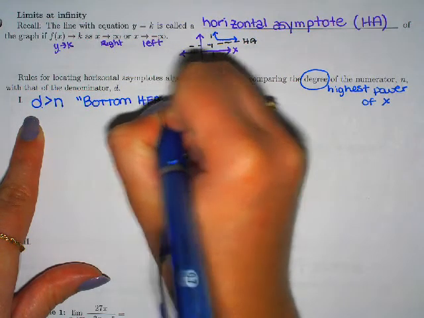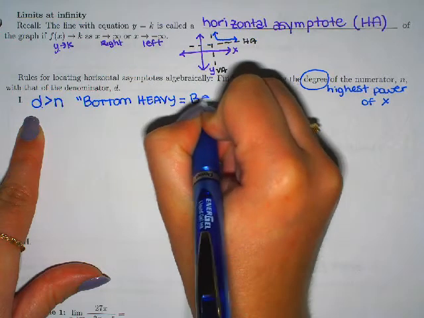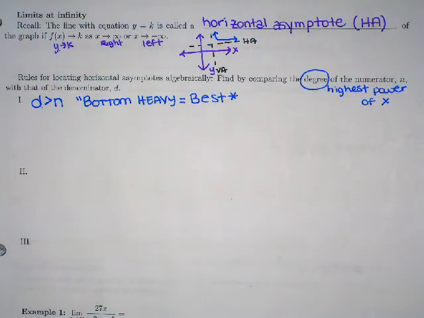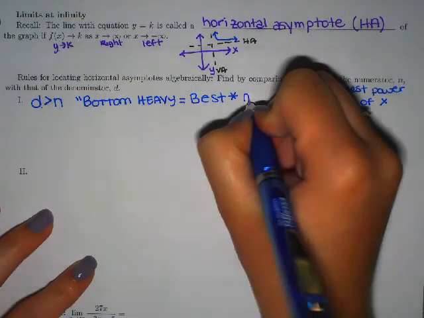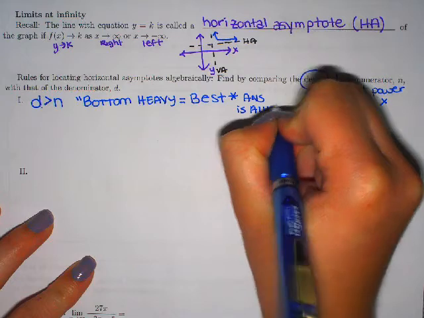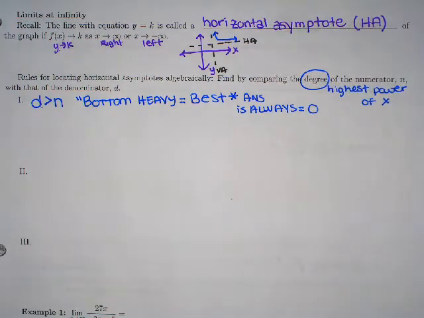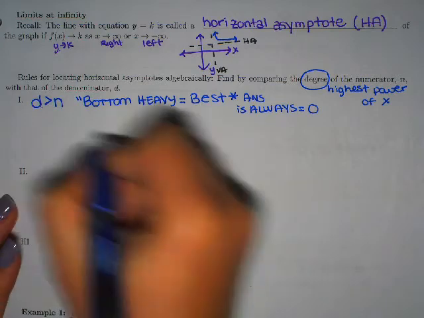And the reason why I like to call it bottom heavy is because it starts with a B. And bottom heavy is the best. B goes with B. This is our best case scenario when it's bottom heavy. The degree of the denominator is higher than the degree of the numerator. The answer is always 0. Bottom heavy is the best. The answer is always 0.